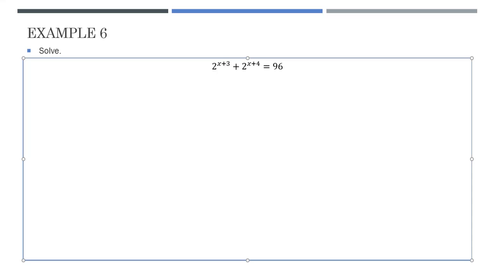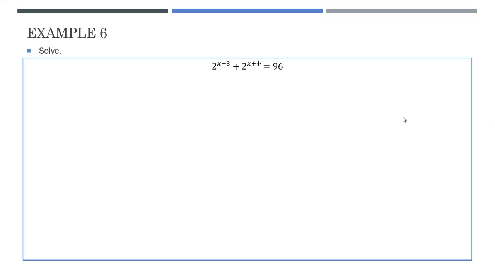All right, example 6, a completely different type of question. A nice fun one. So we have 2 to the power of x plus 3 plus 2 to the power of x plus 4 equals 96. Well, the problem here is we can't use exponent laws when we've got an addition. So that completely changes how we have to think about this question.